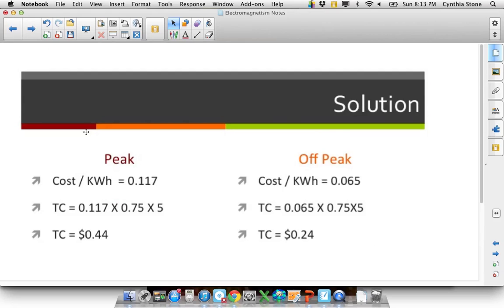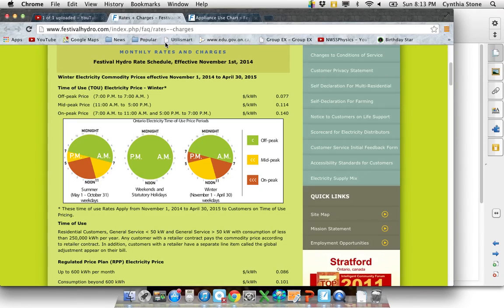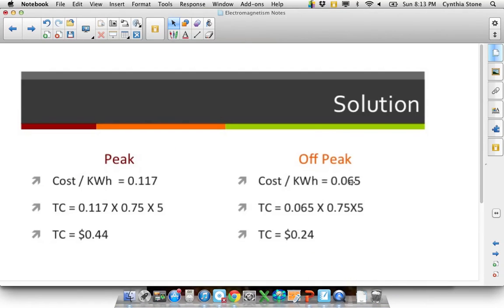And I come to the solution. Looking at the different prices, on this slide I made, peak was 0.117. Again, let's be bitter and see how much it's changed. Now the peak is 0.14. So it's gone up quite a bit. It's almost the same as the mid-peak price. And there I used an off-peak of 0.065.